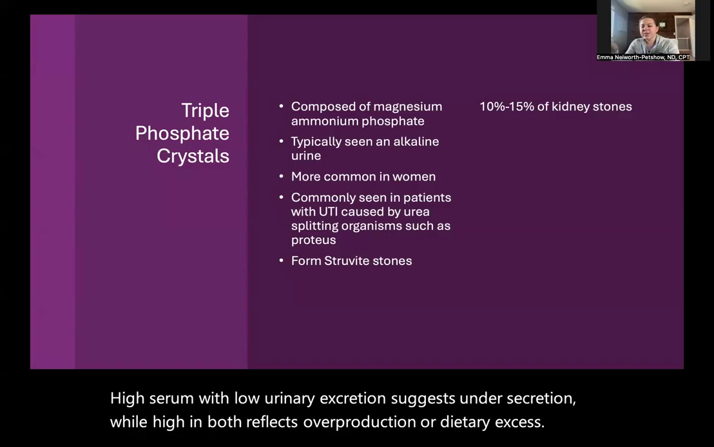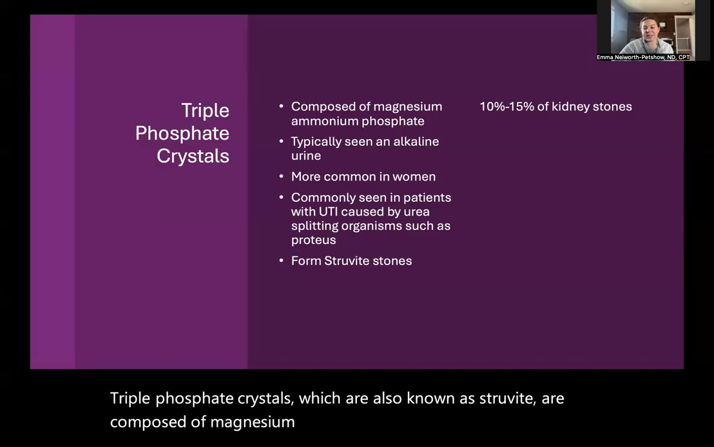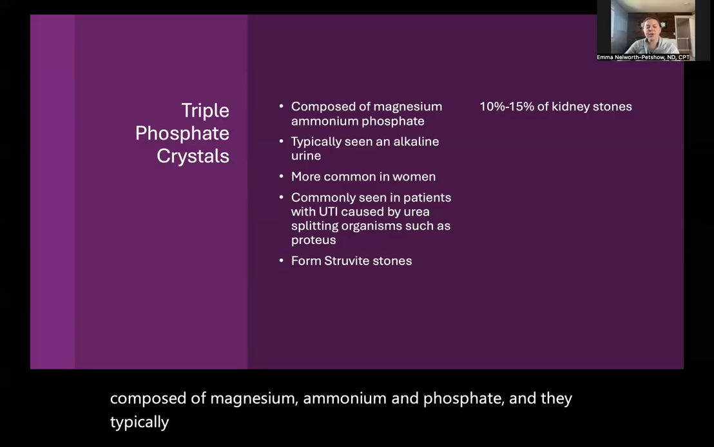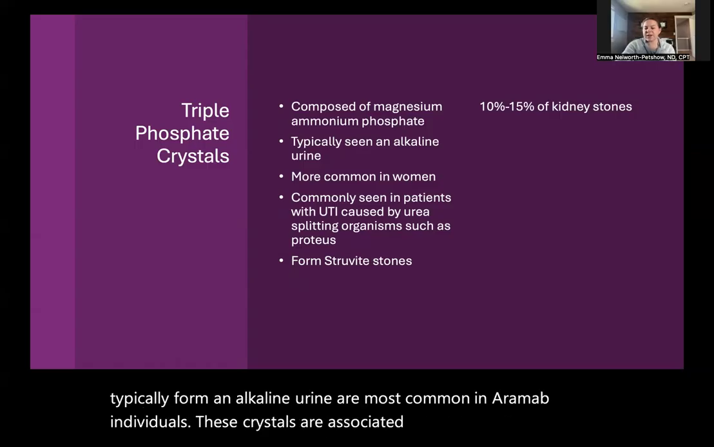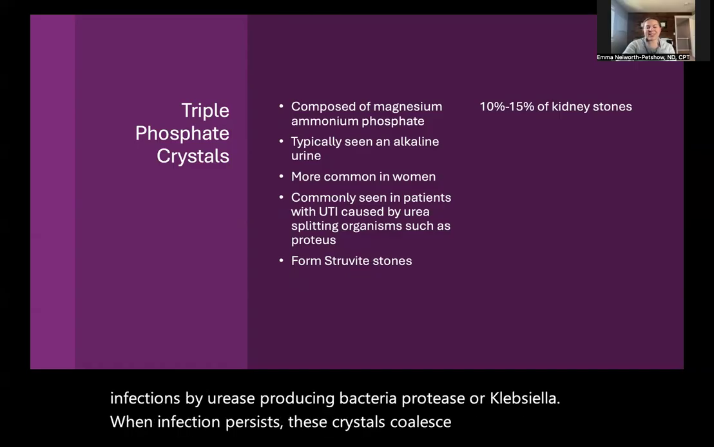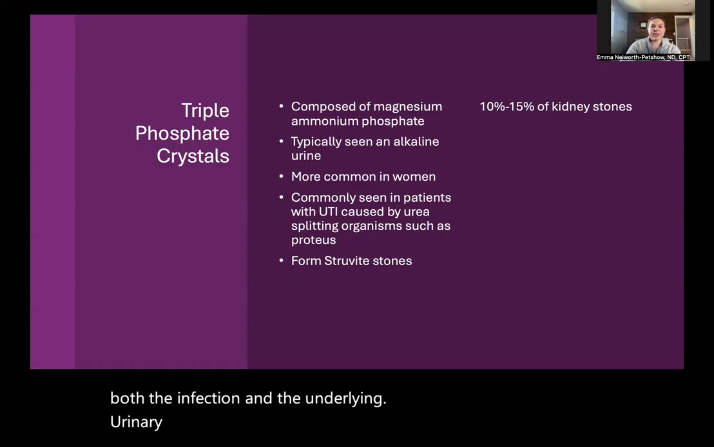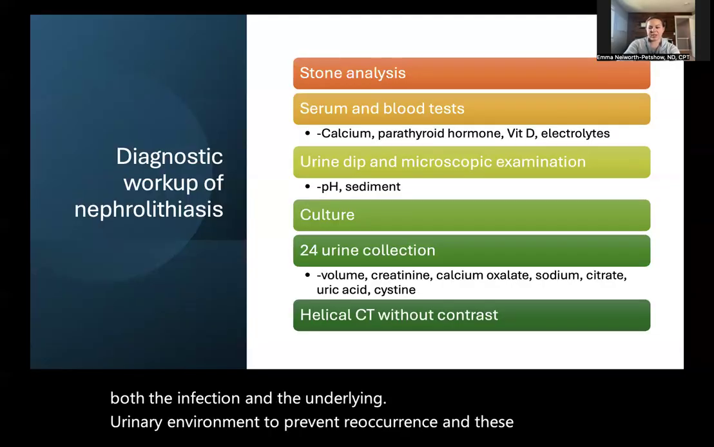Triple phosphate crystals, which are also known as struvite, are composed of magnesium, ammonium, and phosphate, and they typically form in alkaline urine and are most common in our AMAB individuals. These crystals are associated with urinary tract infections by urease-producing bacteria, Proteus or Klebsiella. When infection persists, these crystals coalesce into large staghorn calculi that fill up the renal pelvis. So you need to treat both the infection and the underlying urinary environment to prevent recurrence. And these stones are often damaging to tissue.